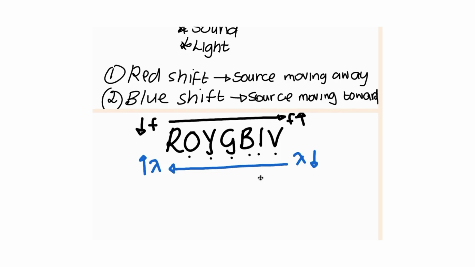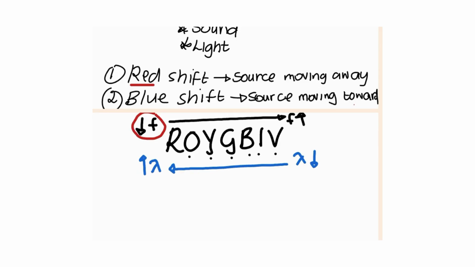So the frequency of light is decreasing. And when the light source is moving towards you, the frequency of the light is increasing. That is why when we say redshift, it means the source is moving away. Why? Because the frequency is getting smaller, it's decreasing.